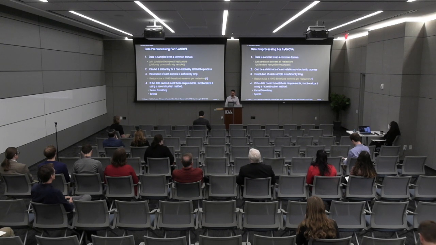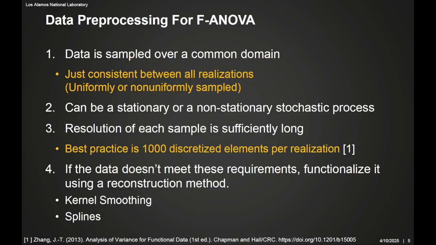If you have less than that, for example the data doesn't meet these requirements, you can functionalize it using some type of B-splines, P-splines, or other kernel smoothing methods.